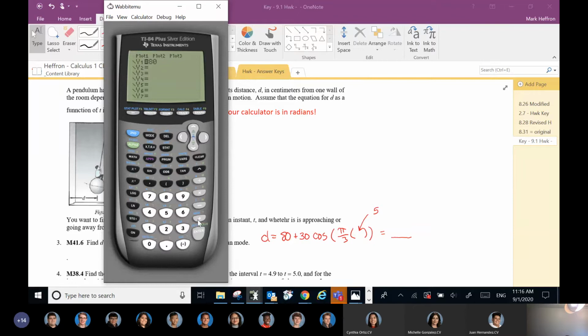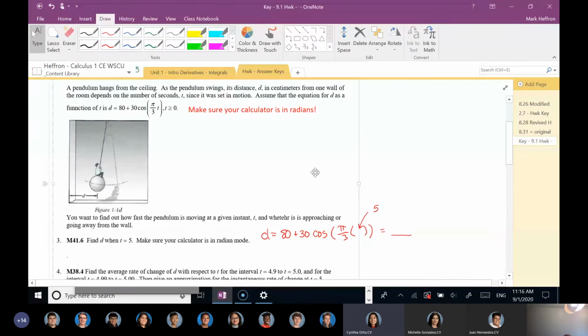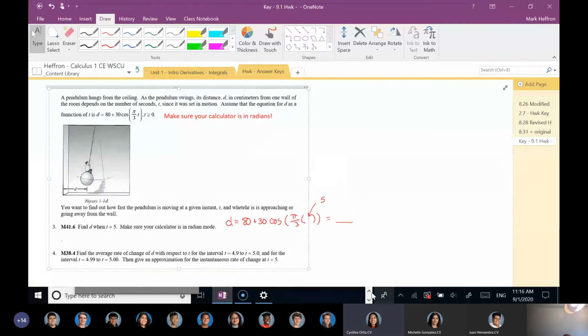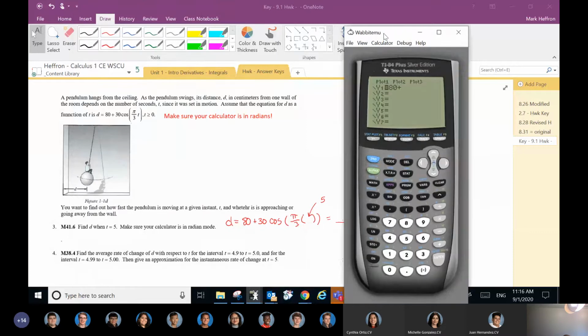80 plus. I can't see your calculator. Really? It's like zoomed in on the problem. Because it was showing up on my screen where I thought it should, but thank you. Do you see it now?